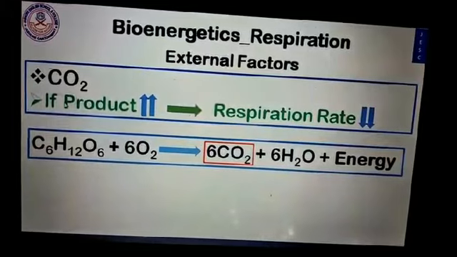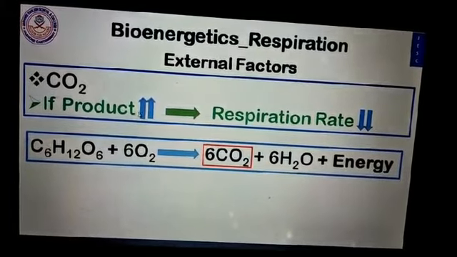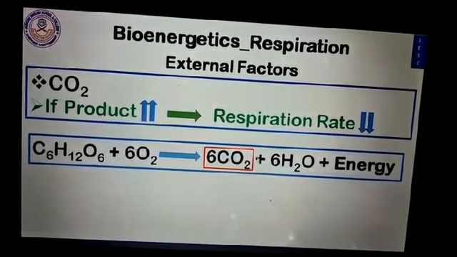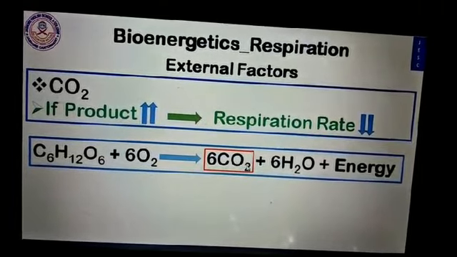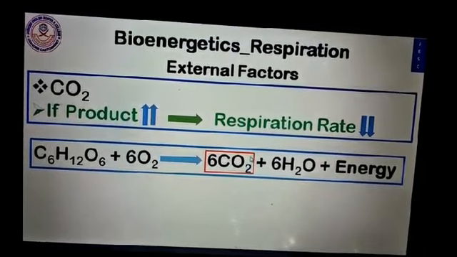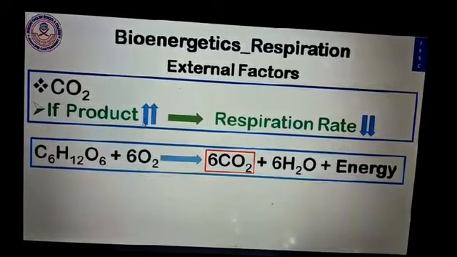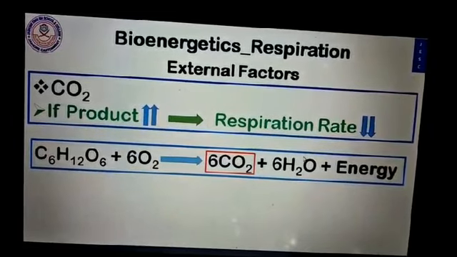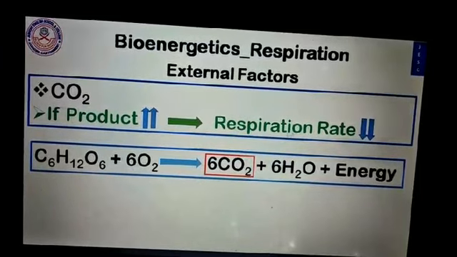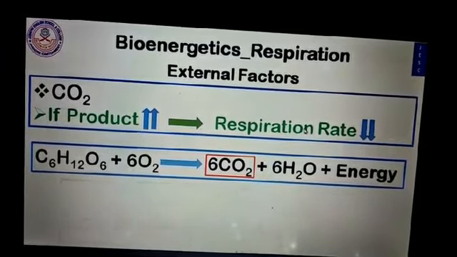That's why I wrote here, if product increased, then respiration rate will be decreased. Product means I am indicating the carbon dioxide. That means if carbon dioxide increases, then the product will automatically increase, and if the product is increased, then the respiration rate will be decreased.